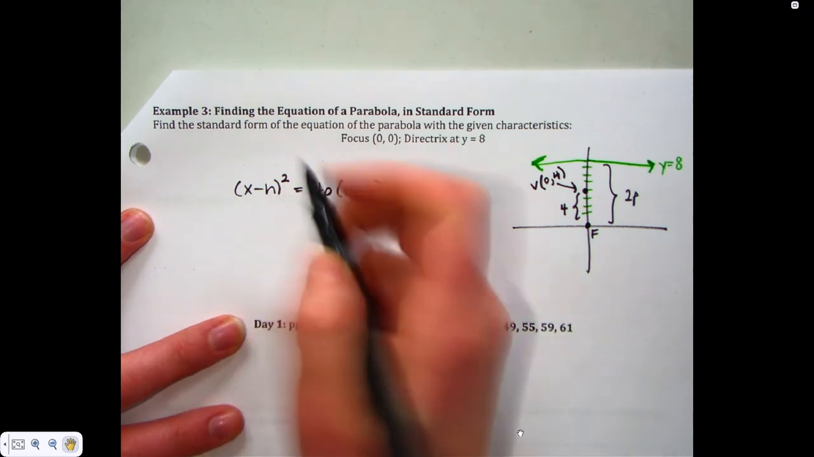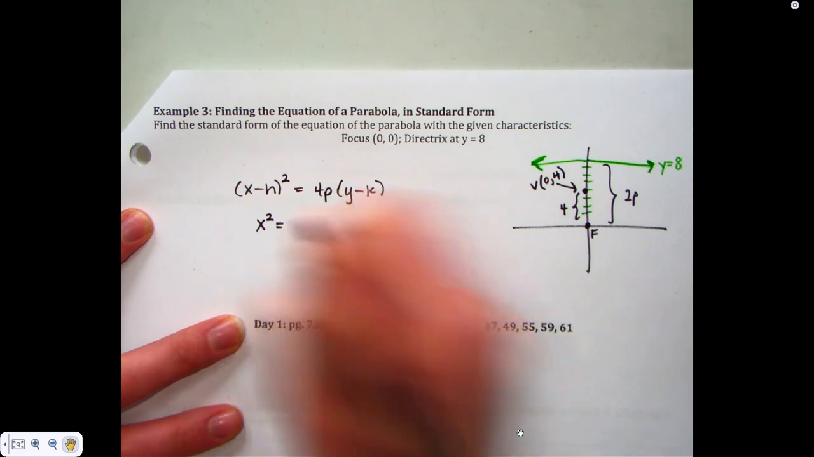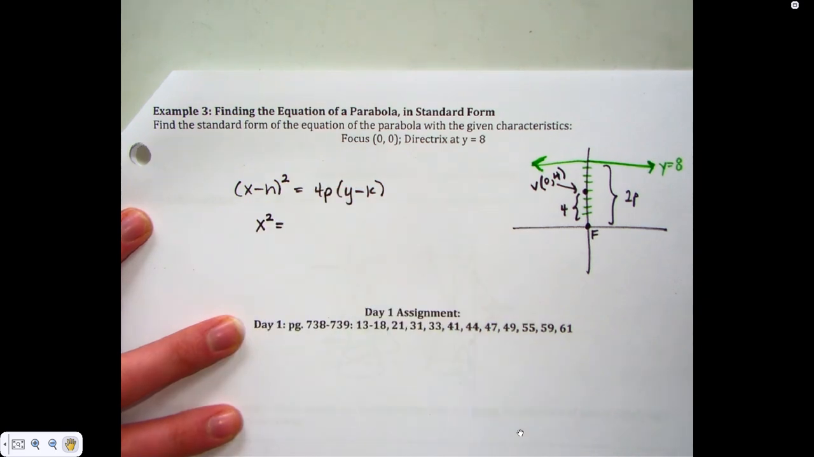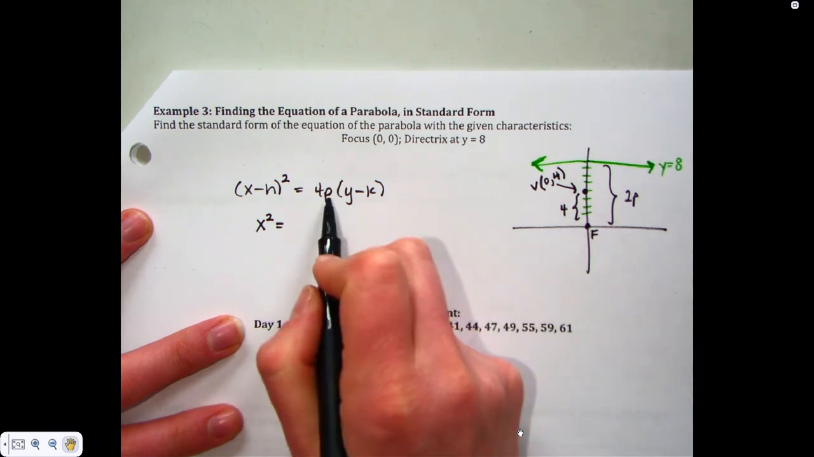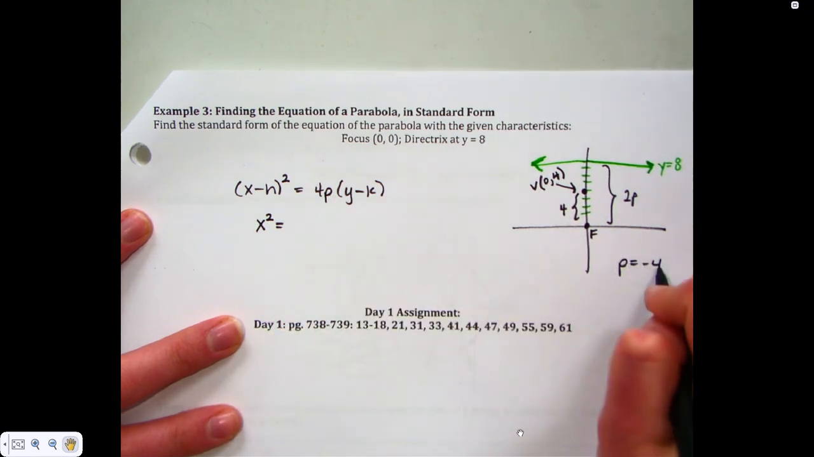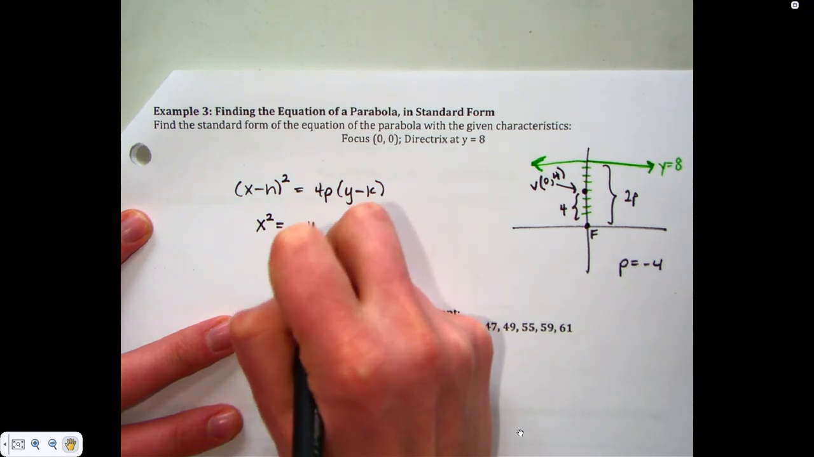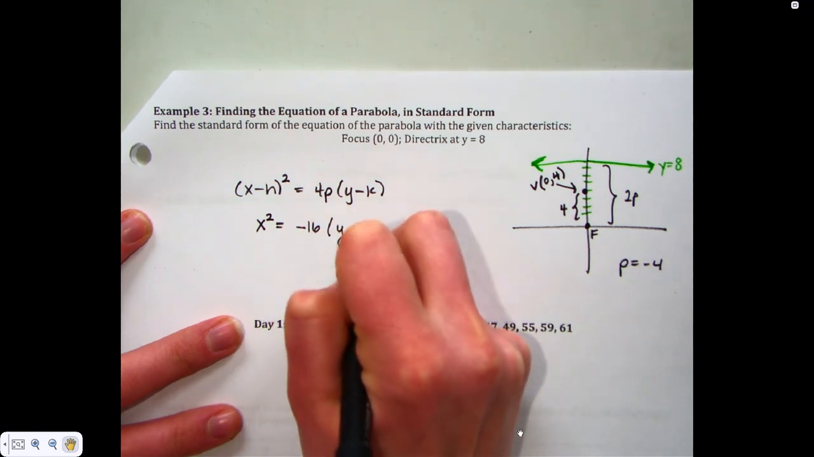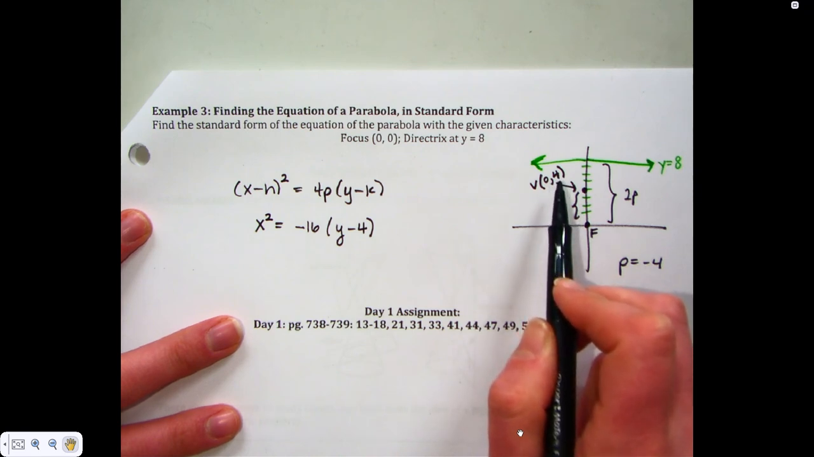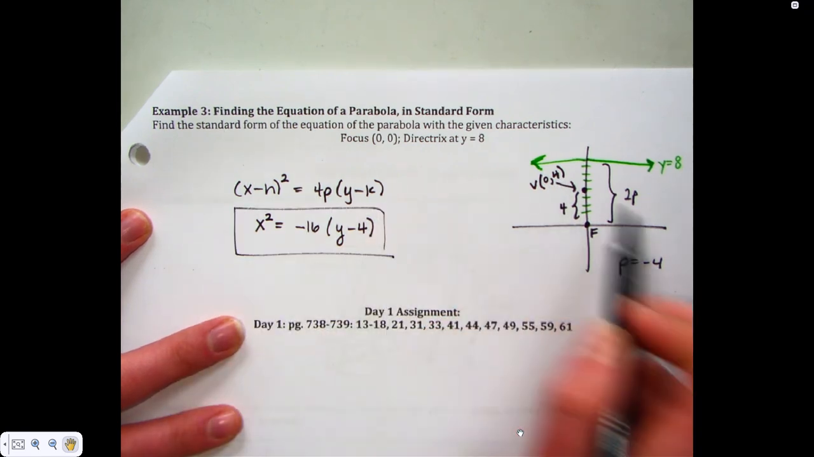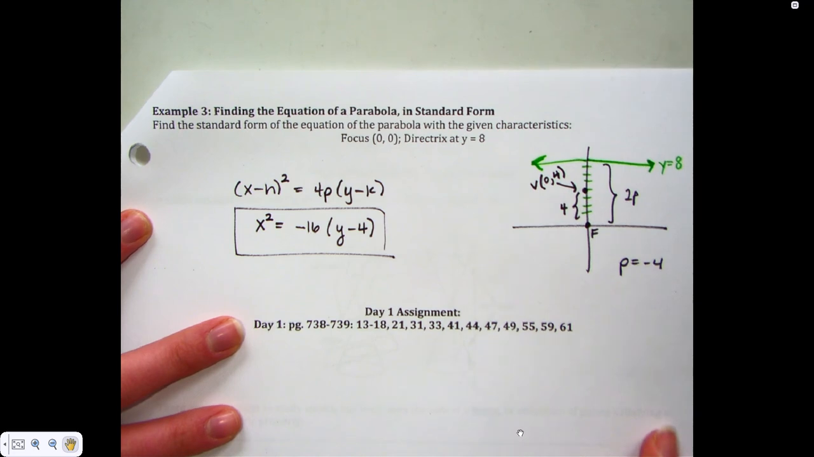Let's go ahead and plug in what we just found. Our h is 0, k is 4, so we're going to have x squared, right? I don't have to write minus 0. If you did, it's no big deal. It's opening down, so I said p was 4, but since I'm opening down, I want to use -4. P equals -4, so that's -16 times (y minus 4), this 4 coming from the vertex that I found with the midpoint. And that is the equation for that particular parabola in conic form.